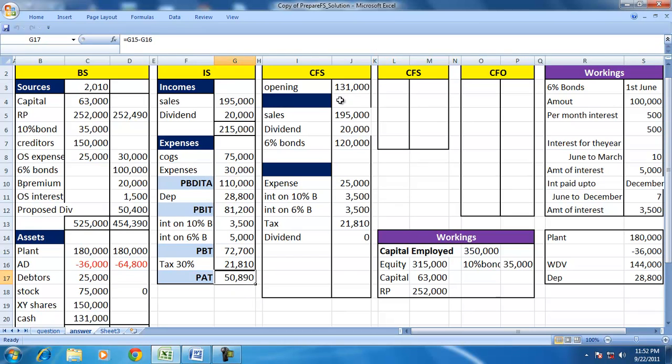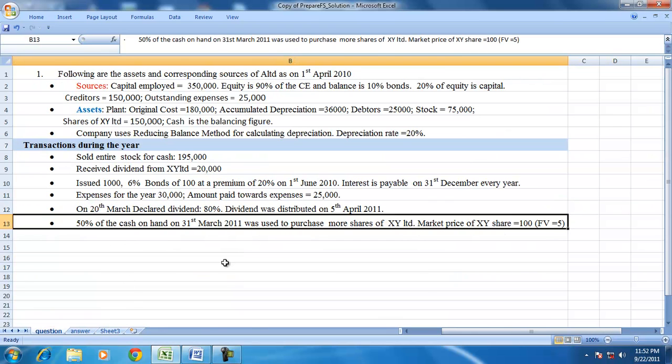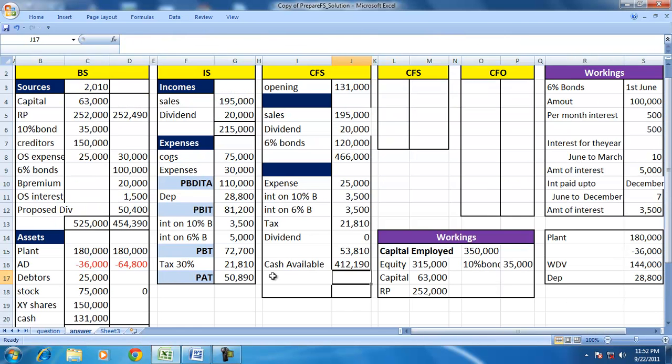So PAT is done. We'll find the cash in hand. Cash in hand will be the summation of cash inflows minus the summation of cash outflows, and that is 53,000. So cash available for us is 466,000 minus 53,000, so 412,190, and there is a decision that 50% of the cash on hand will be used to buy more shares of XY. So XY shares will be 50% of that. So the shares of XY will increase to 206.